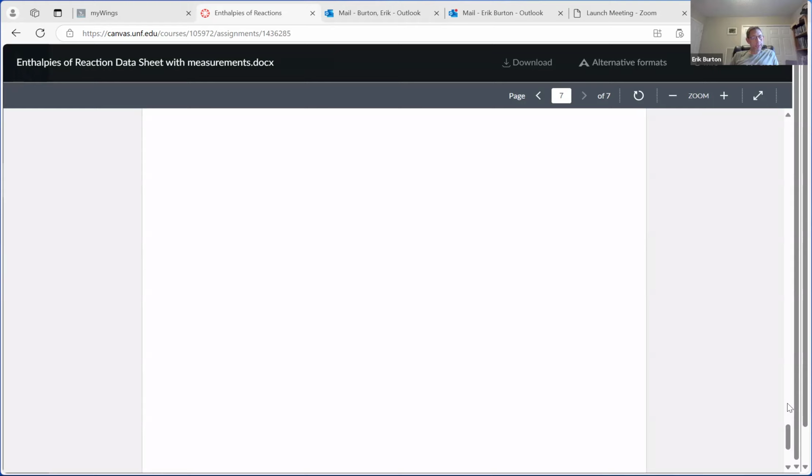So what you're going to say is the mass times the specific heat times the delta T of the copper is equal to the negative of the mass times the specific heat times the delta T of the water. And in table 1, we have copper specific heat is 0.385, and the specific heat for water is 4.184.